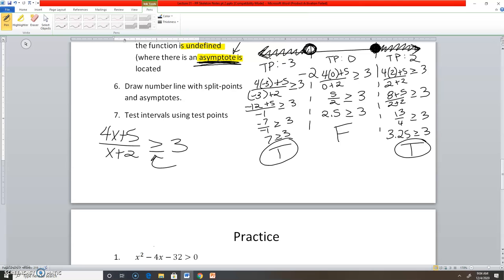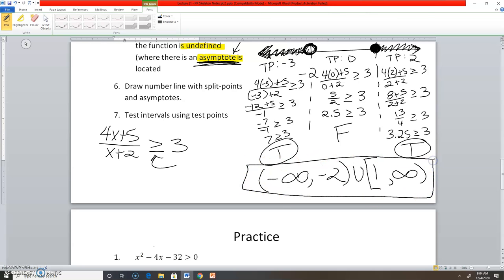Okay? So our answer for this, we're looking over where our true statements are. We would be from -infinity to -2. And I'm not including -2. Obviously, we don't include -infinity. In union with 1, and we are including 1, to infinity. We don't include infinity. Okay, so that would be my answer for that split point there.